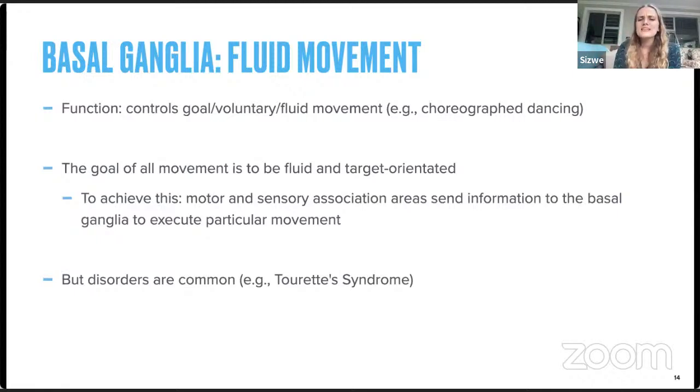Tourette's is quite complicated and complex as well. I don't know if complicated and complex are quite similar things. But basically it's quite a complex thing, but to boil it down to its basic details, there's a problem with the basal ganglia because motor information and sensory association information is being sent there and it's not being executed correctly.